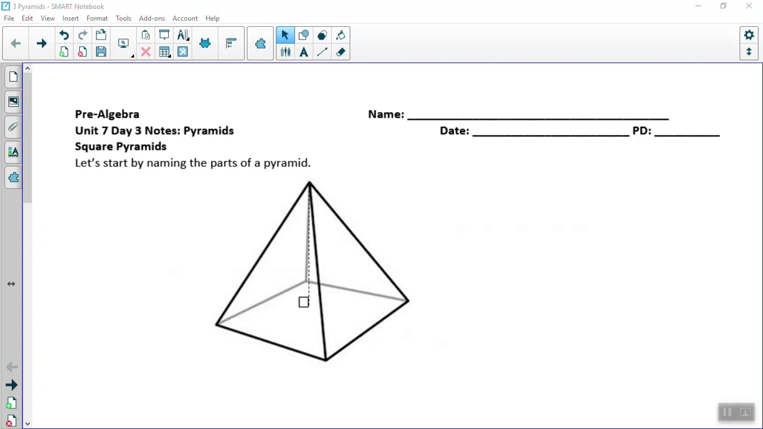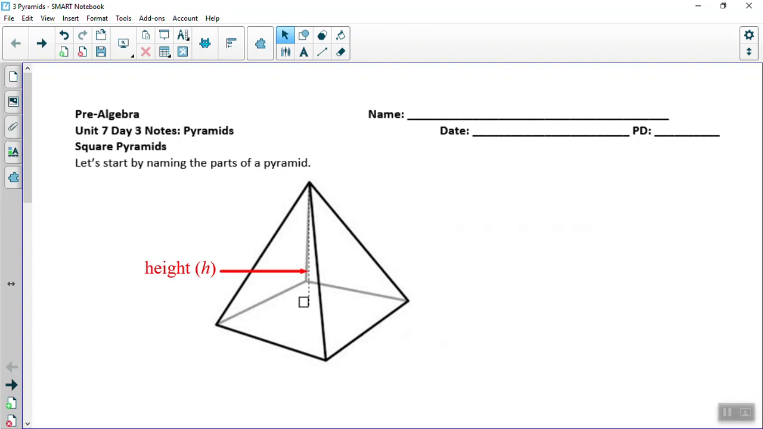Hi everyone, today we're going to be looking at how to find volume and surface area of pyramids. But first let's take apart a pyramid and look at what we call each part of it. So first, if we look here, we've got this dashed line going straight up the middle. That is our height of the actual pyramid. So the actual bottom to top straight vertical height.